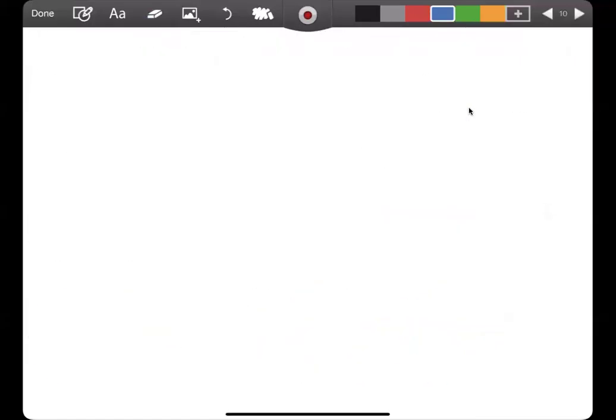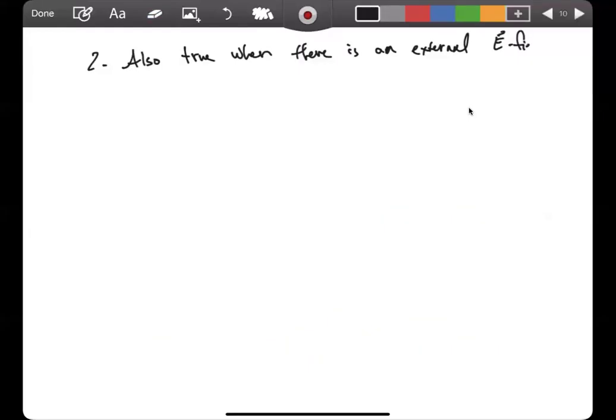The second thing we can learn is that this is also true when there is an external electric field present. So the reason for this is the following.